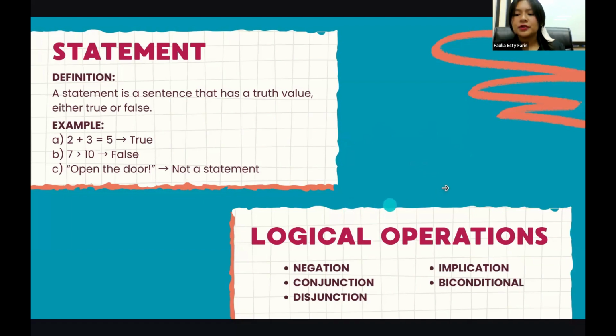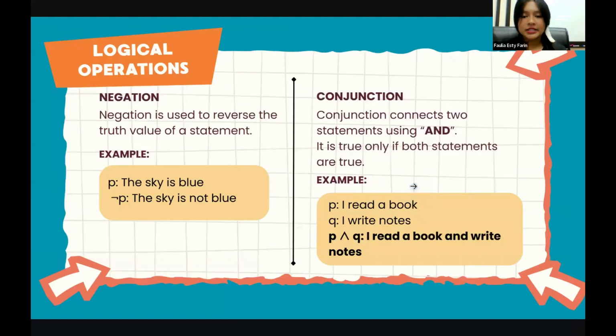Now, we move to logical operations. First, negation. Negation is used to reverse the truth value of a statement. For example, the sky is blue. What will happen if we negate it? It becomes not blue. Exactly, it becomes the sky is not blue.